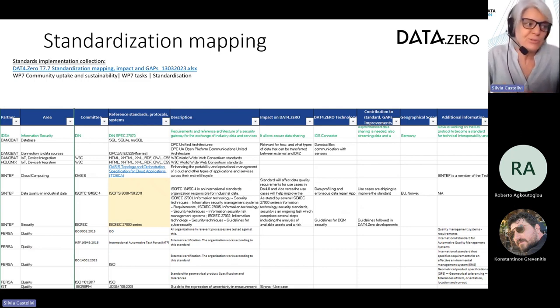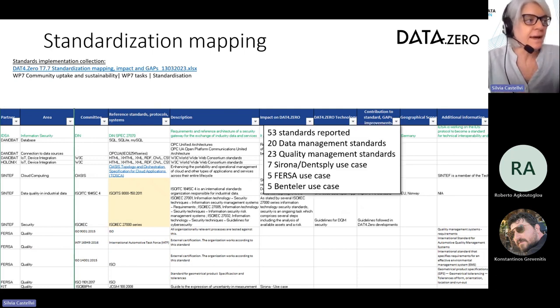I have to say that it has been hard to get all this knowledge. So we have addressed different techniques in order to fulfill all the data that was required. At the end, we got information regarding 53 standards implemented in the project. 20 of them were standards related to data management and 23 related to quality management. And then we have standards that are specific to the use cases, or specifically implemented in the use cases. And these were 7 from the Sironta Dentsply use case, 5 from the Versa and Bentler use cases.